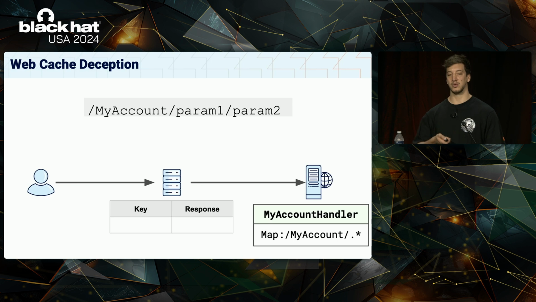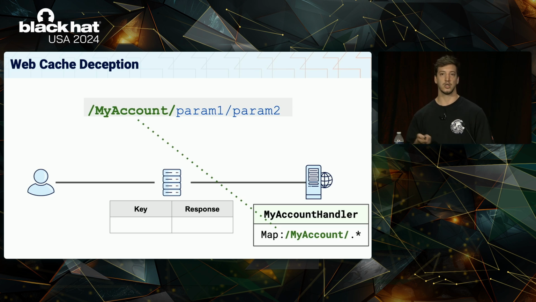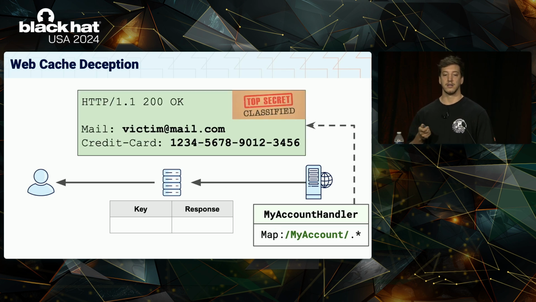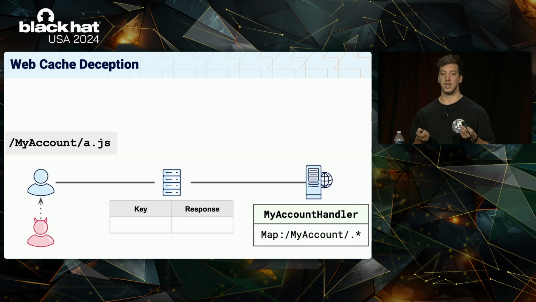So if we send a request to /my account/param1/param2, only the first part is going to be used to look for the endpoint, so my account, and the response is going to contain, in this case, a lot of information from the victim, like the email and the credit card. That's the response that we want to steal. So to do that, we are going to send a malicious link to a victim. This is what Omar Gil discovered.